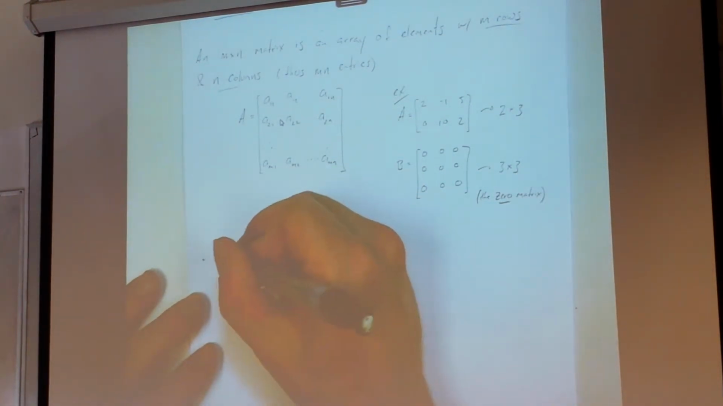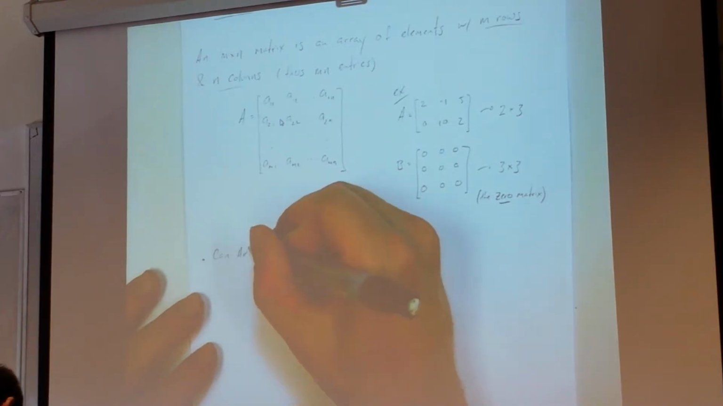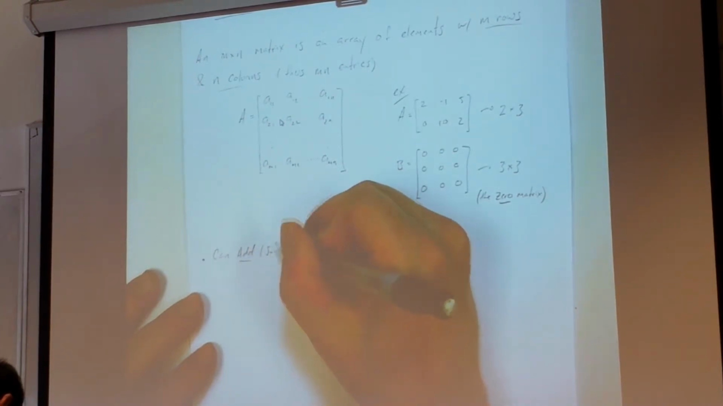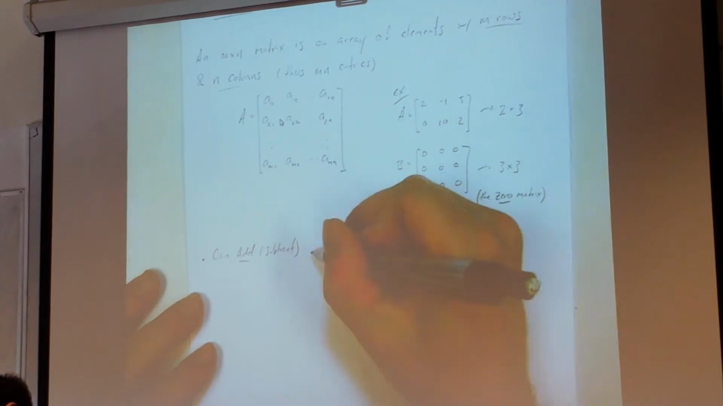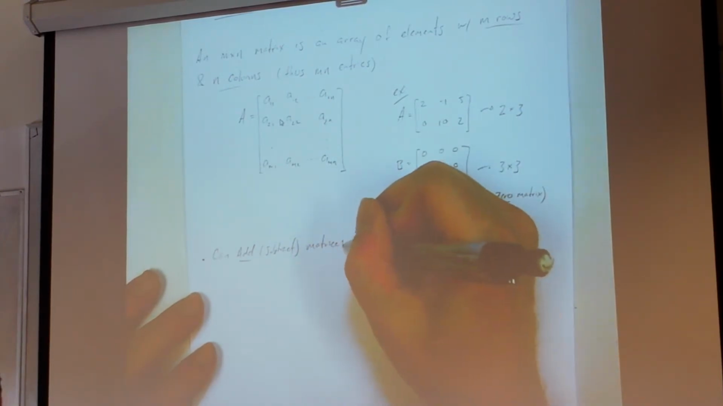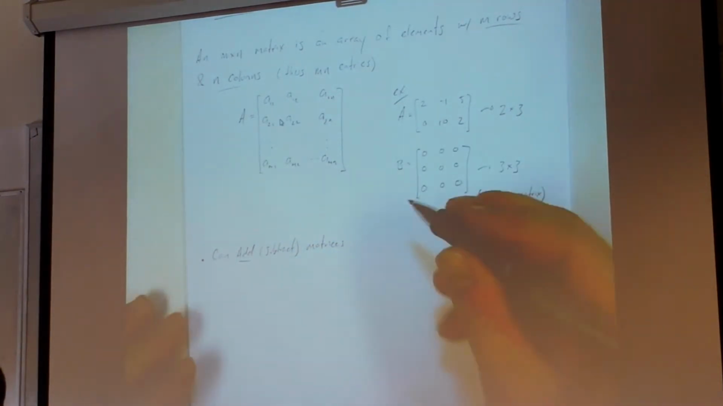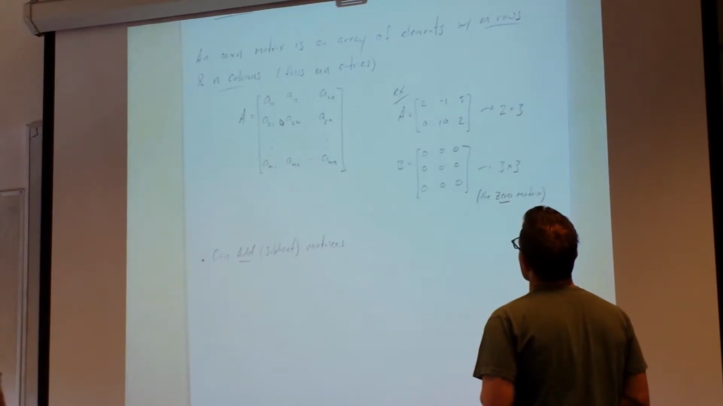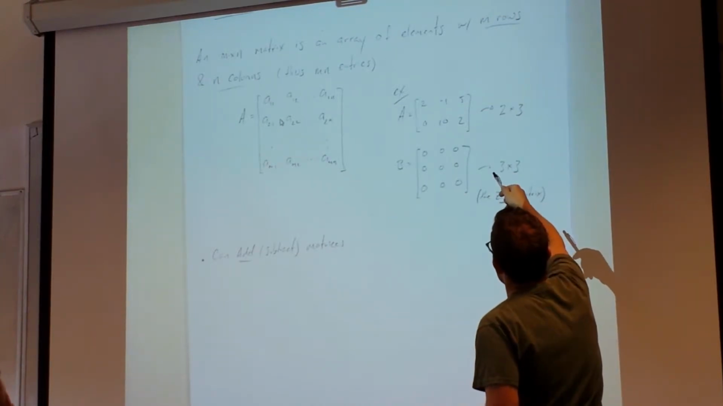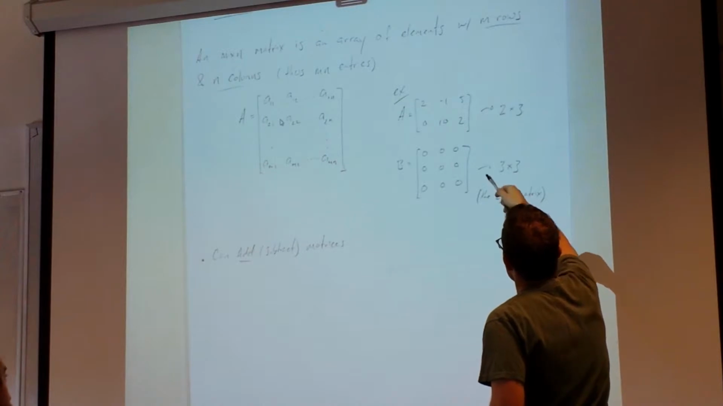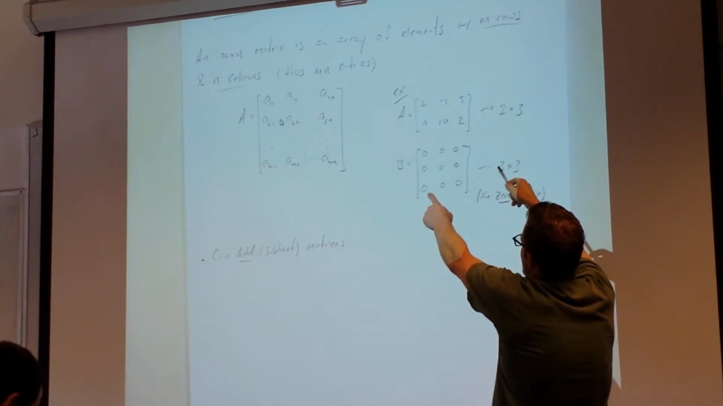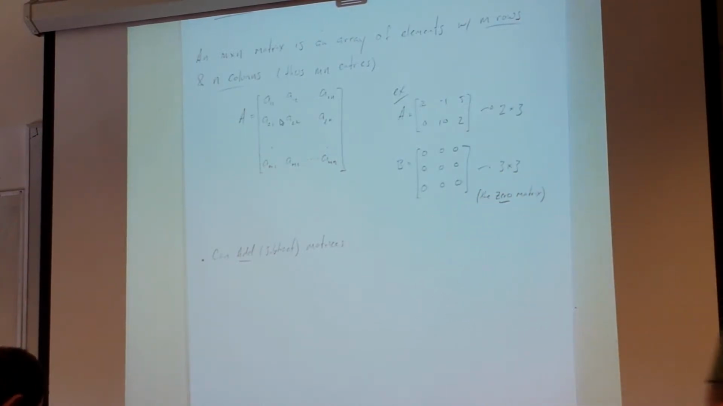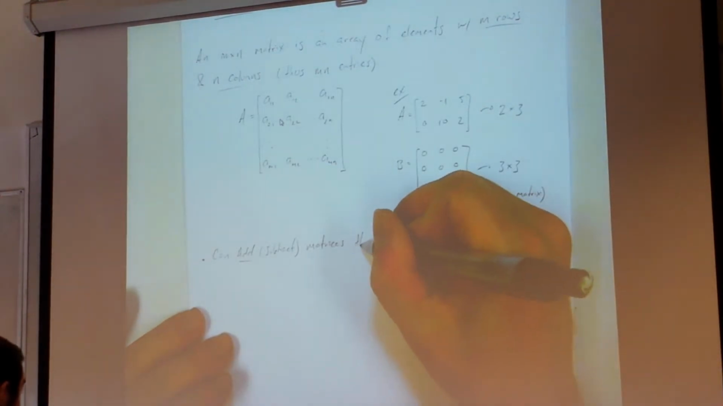All right, so operations that can be done with them. To add or subtract matrices, one thing is they have to have the same dimensions. So for instance, I can't add a 2 by 3 and a 3 by 3 matrix because I don't have the same dimensions. These have to have the same dimensions.